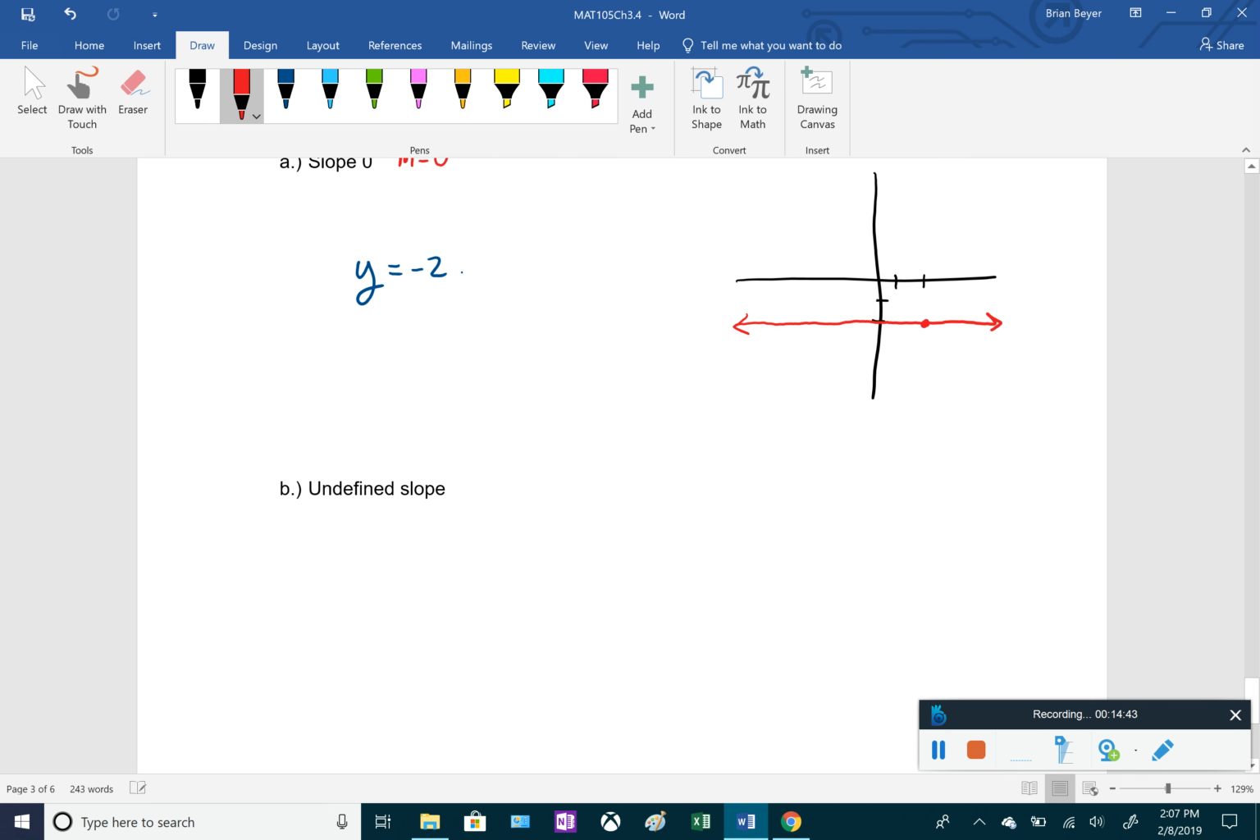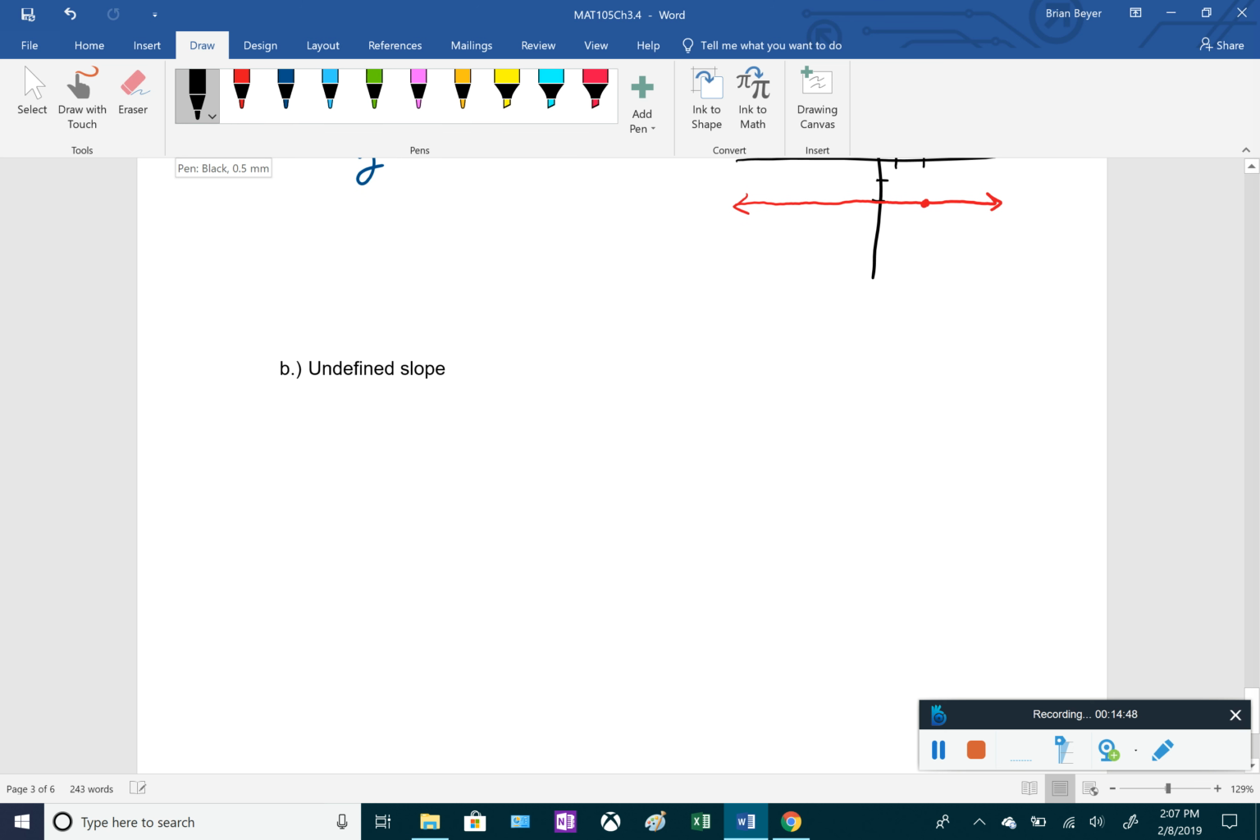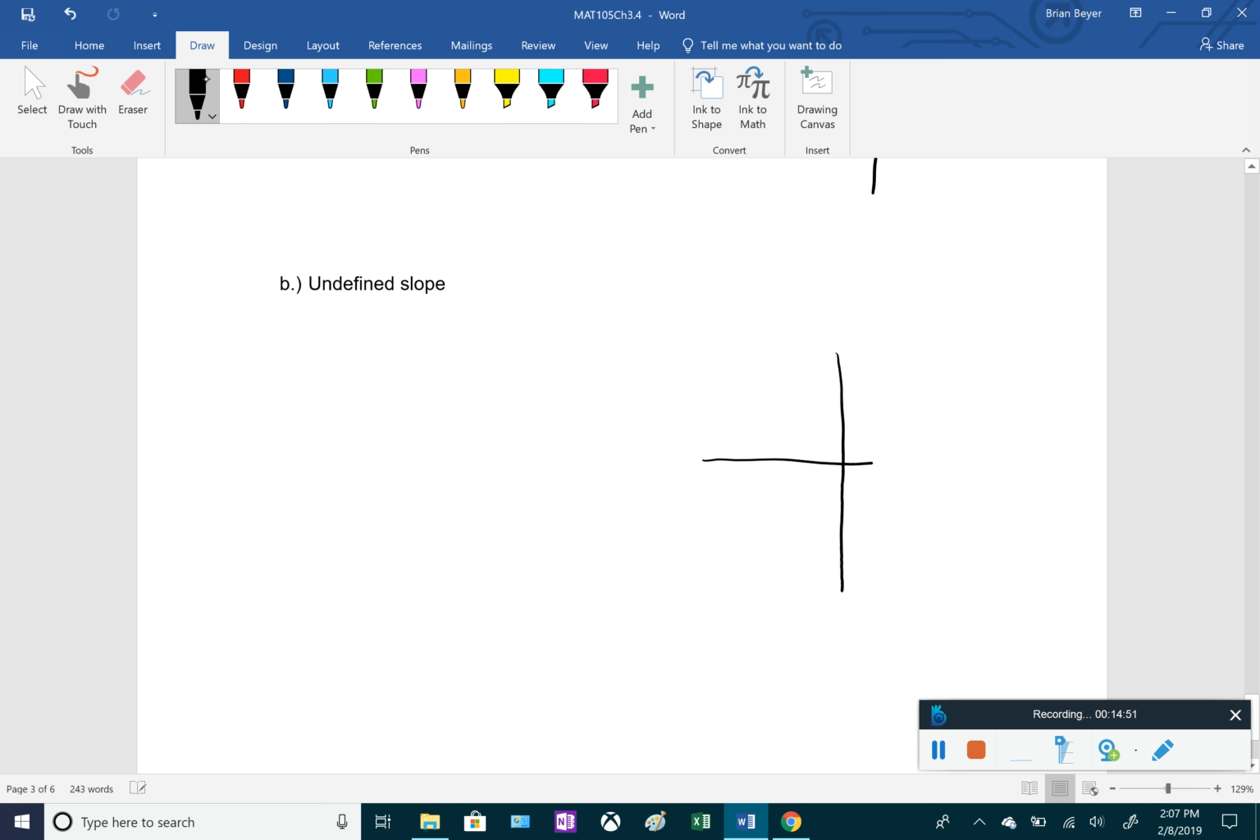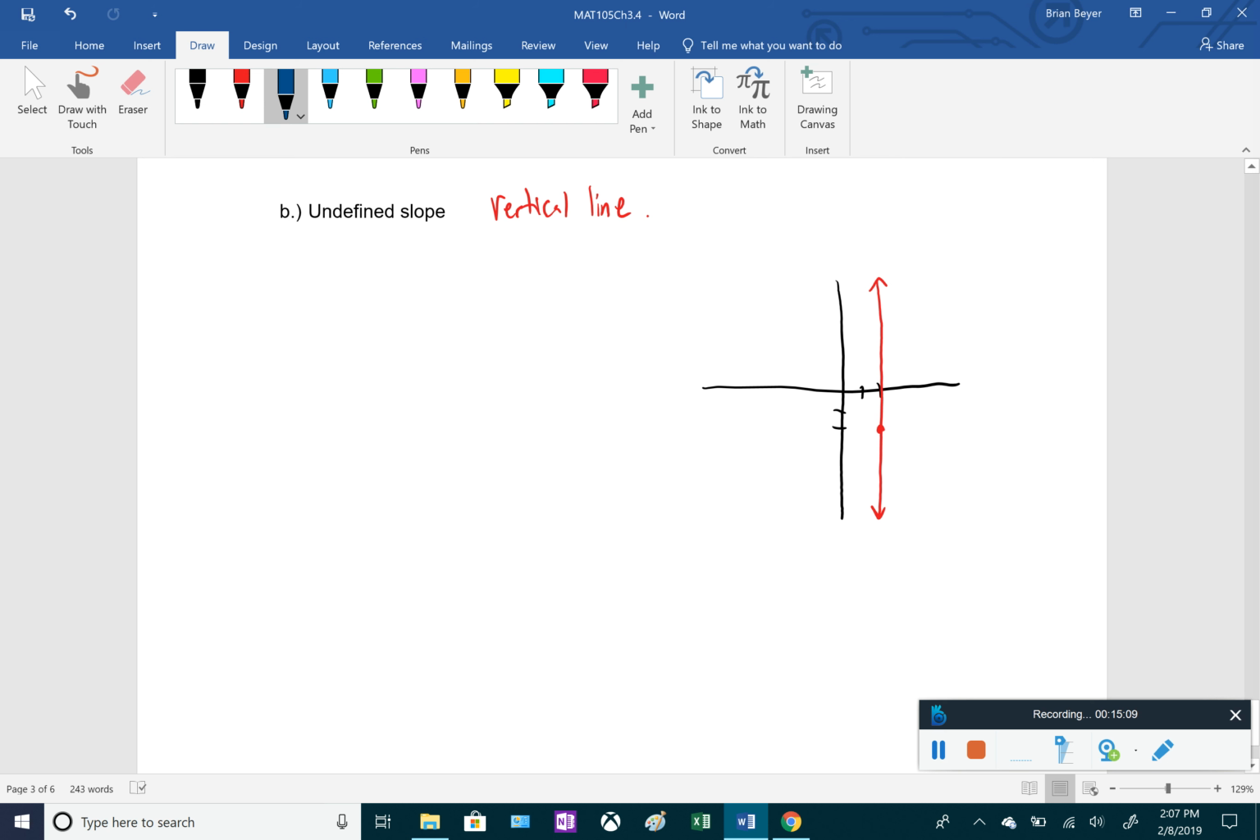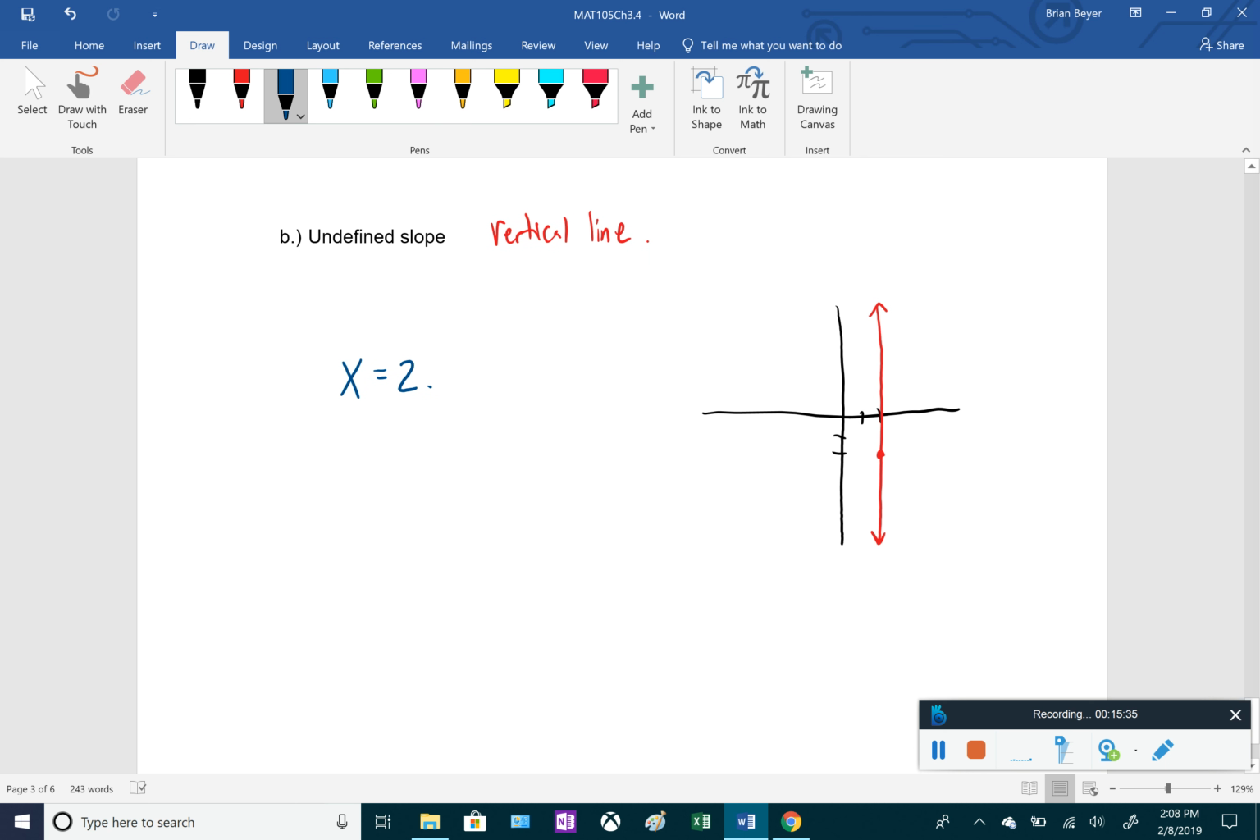Okay, for the next one. The reason I thought it was easier to think of it that way is because of this next one. For an undefined slope, once again we're passing through the point (2, negative 2). An undefined slope is a vertical line. Hopefully we remember vertical lines are always going to have the form x equals a number. It's going to be x equals the x-intercept, which in this case is x equals 2. So x equals whatever that x coordinate was. Pretty easy for these ones. You just have to remember the equations for vertical and horizontal lines. Okay, so that's actually it for this section.